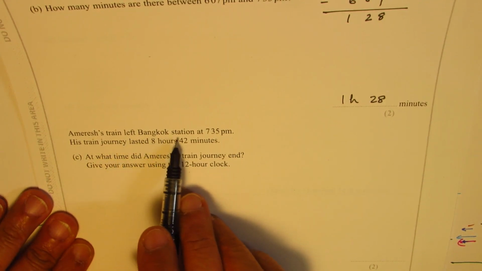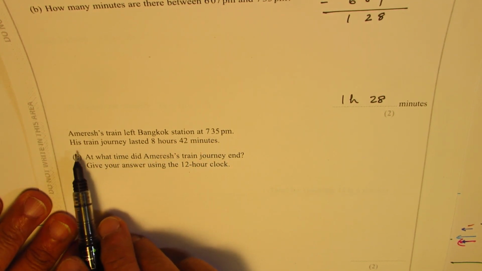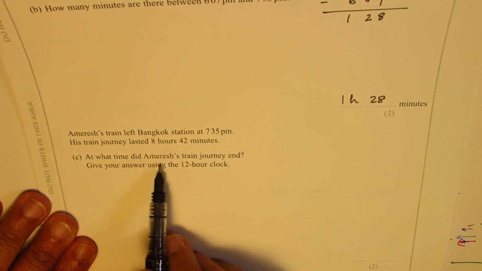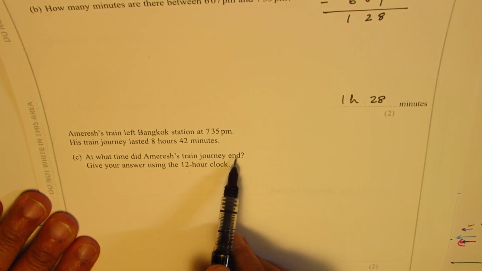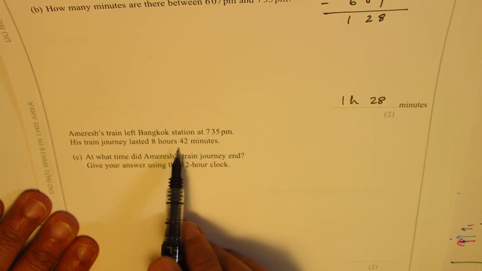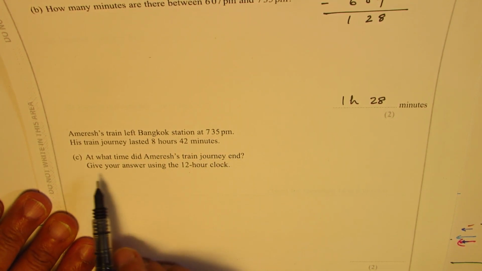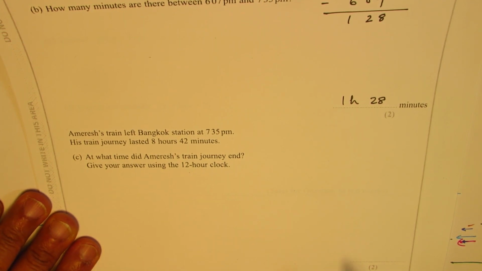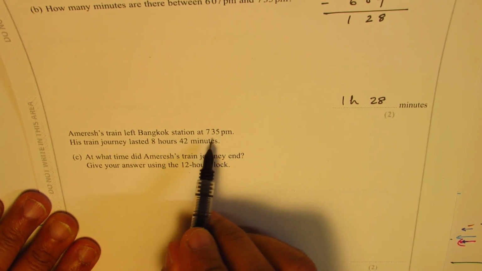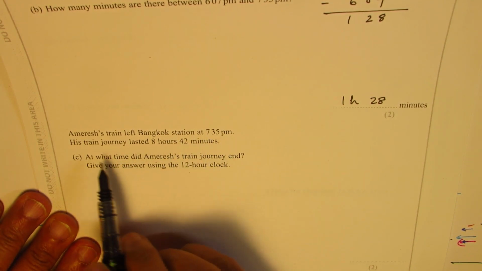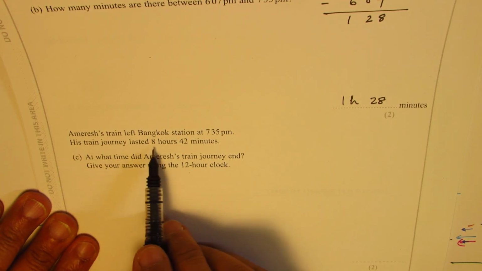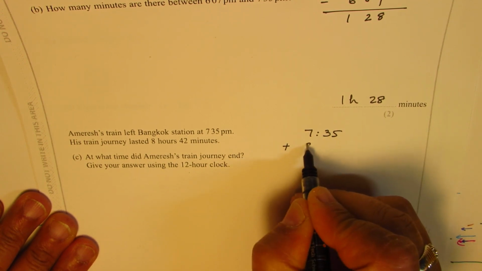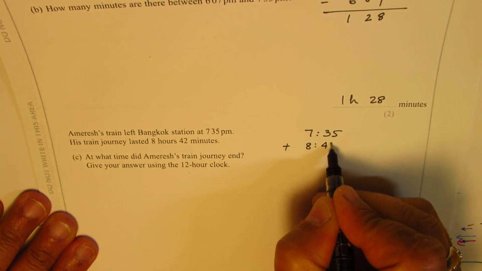Amrish's train left Bangkok station at 7:35. His train journey lasted 8 hours 42 minutes. At what time did Amrish's train journey end? So we'll add the time it lasted to get the answer. Correct? You need to give your answer in 12-hour clock, right? AM and PM. Okay. So it is 7:35 PM and his journey lasted 8 hours. So let's do 7:35 plus 8 hours and 42 minutes, right?